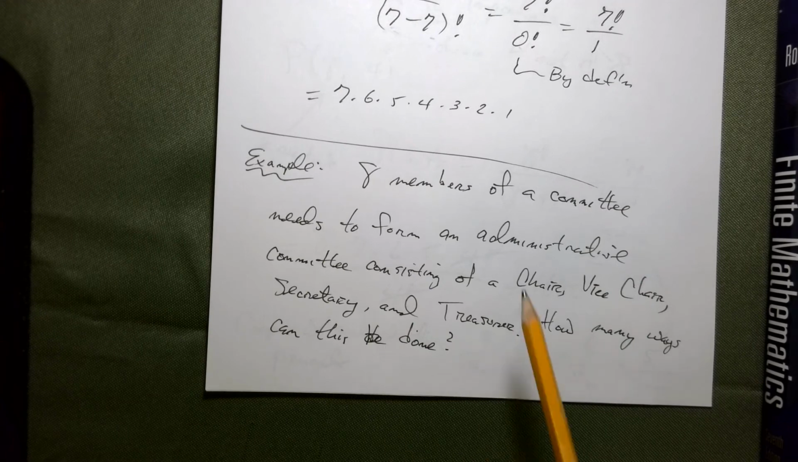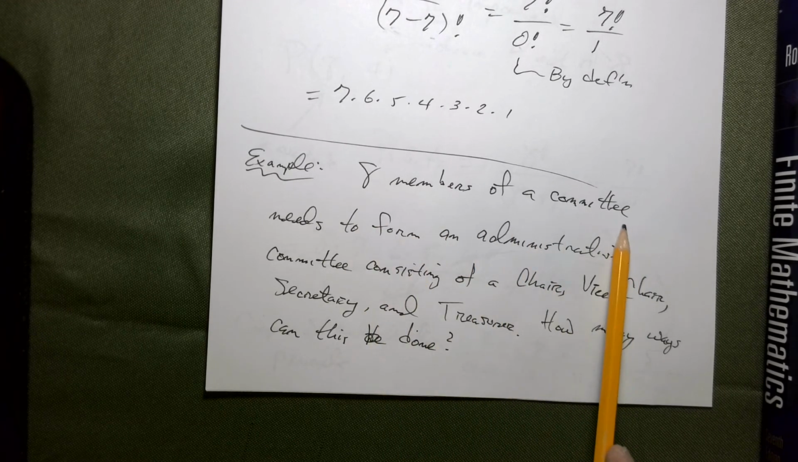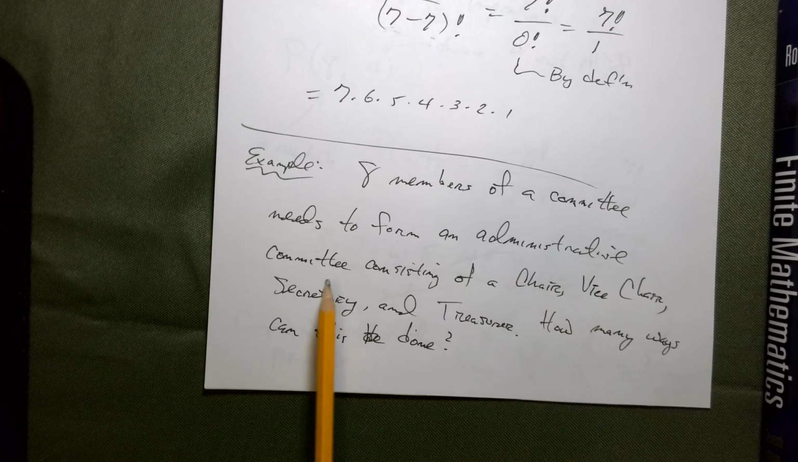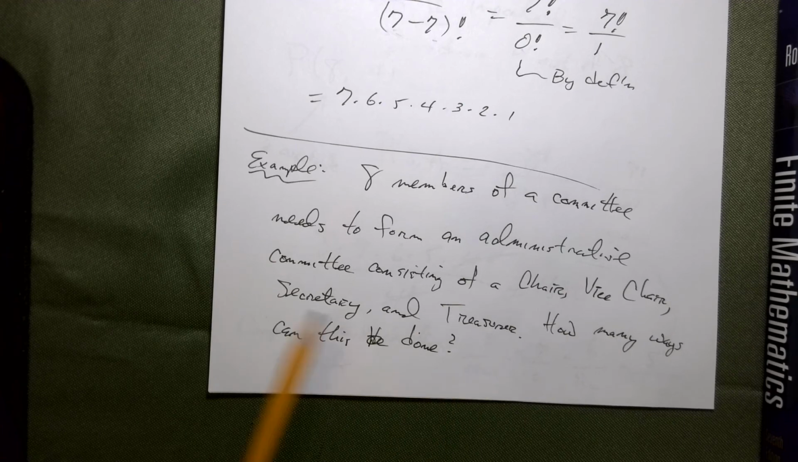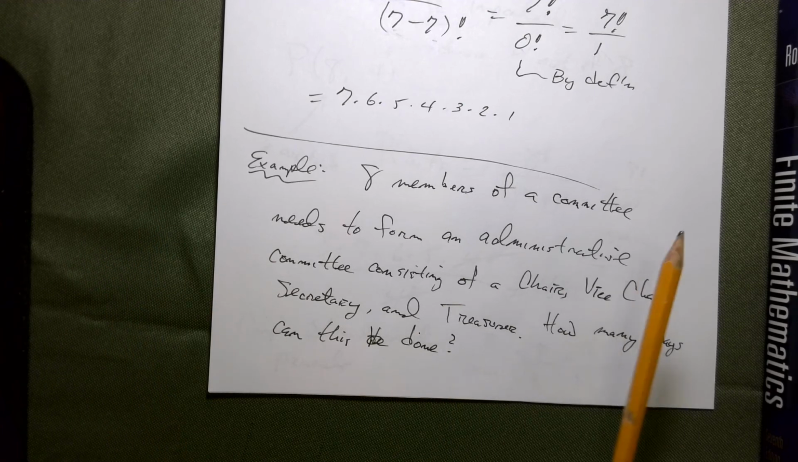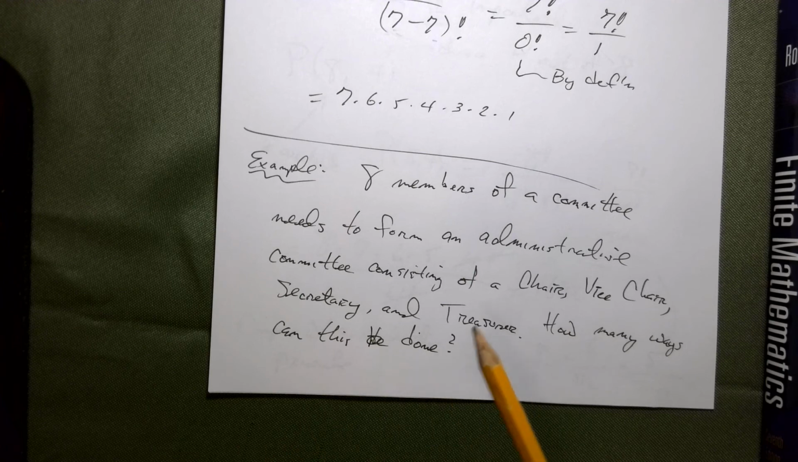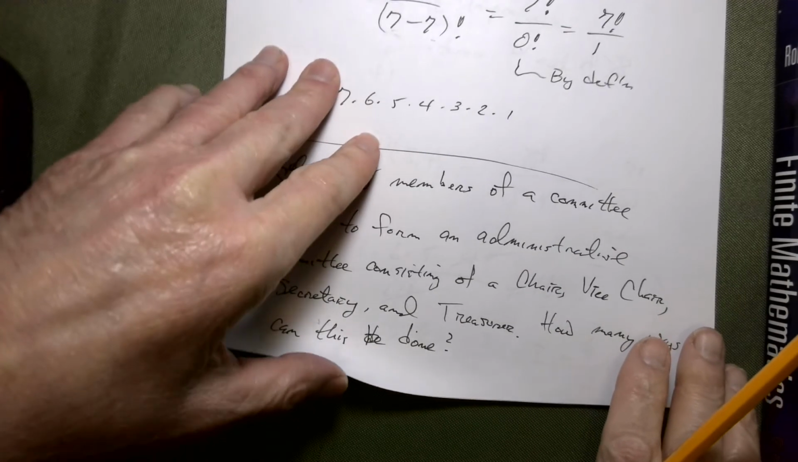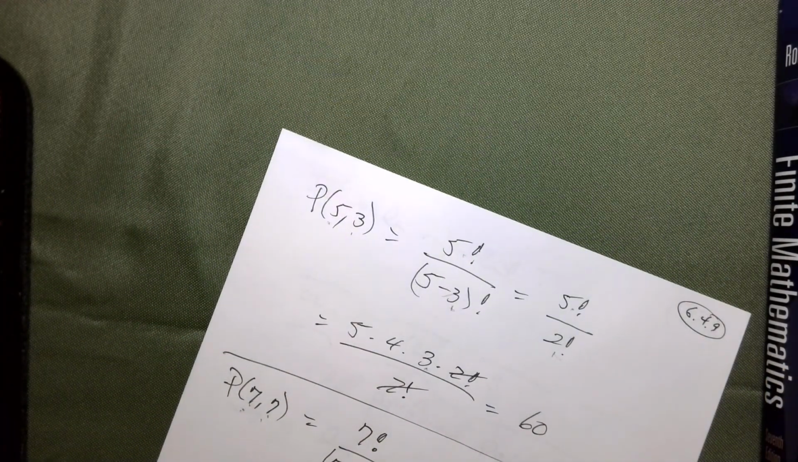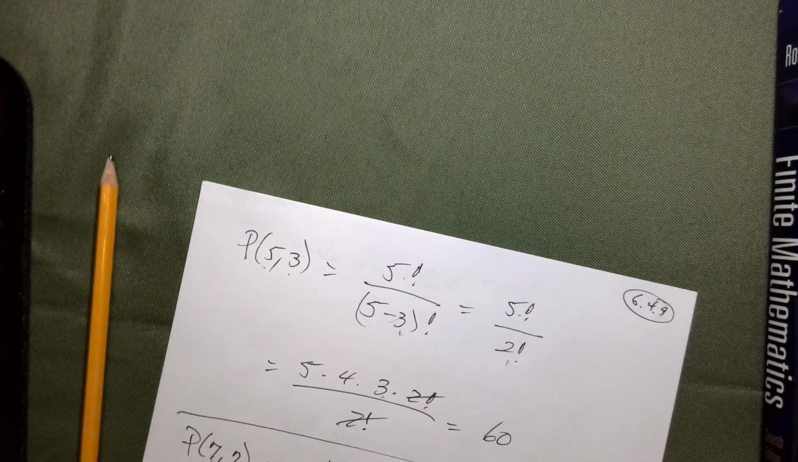Okay, another example. We have 8 members of a committee, and I need to form an administrative committee consisting of a chair, vice chair, secretary, and treasurer. How many ways can we do this? Now, first question, is the order in which you pick people important? Yeah, the chair position is not the same as a secretary. The vice chair is not the same as a treasurer. These all have different significant attributes to them. So that means this is the permutation.